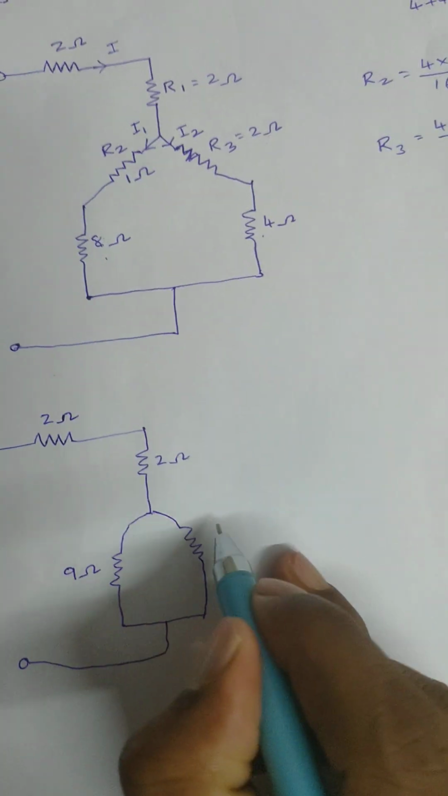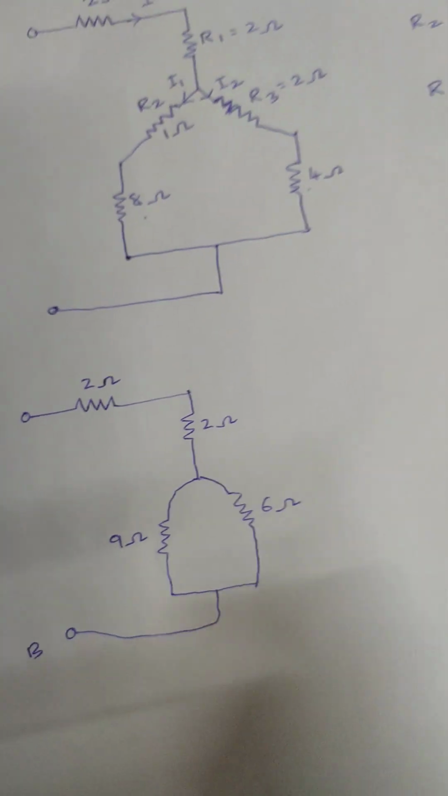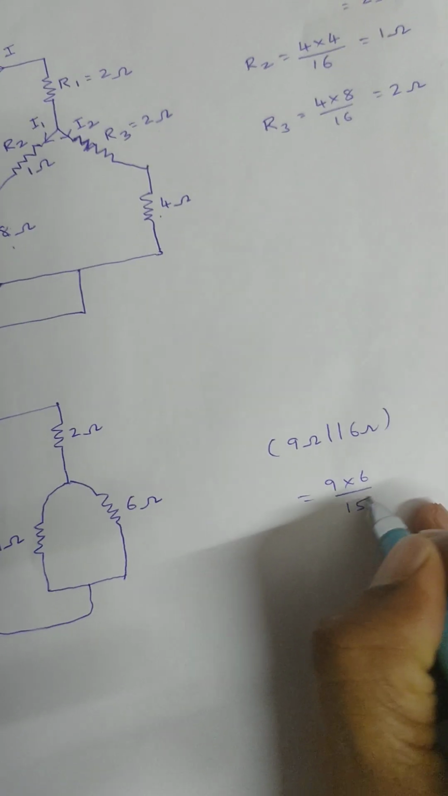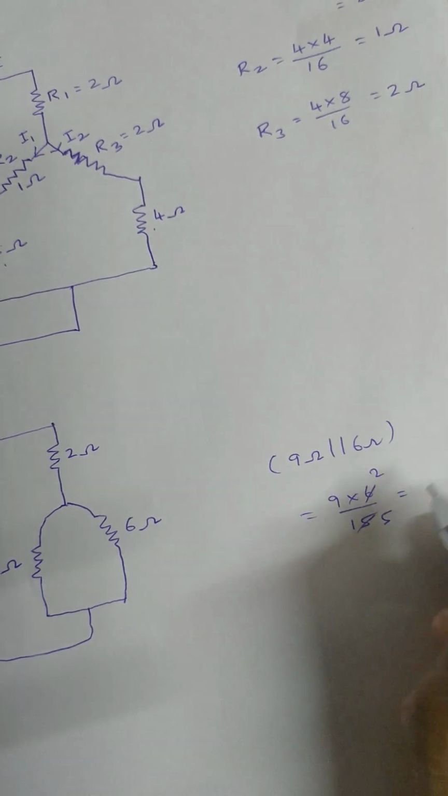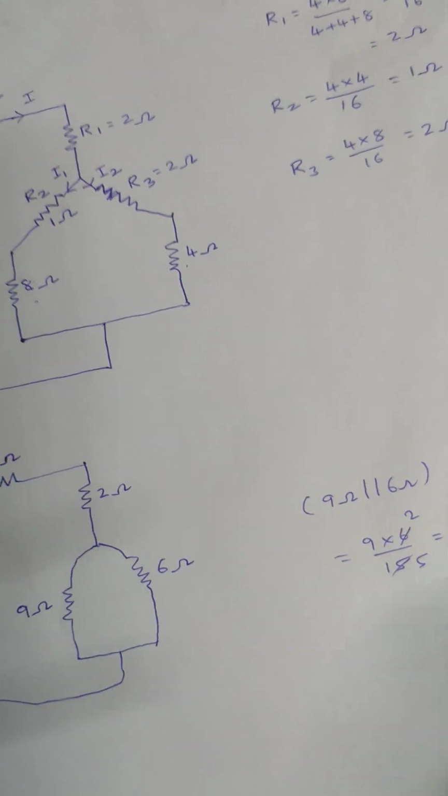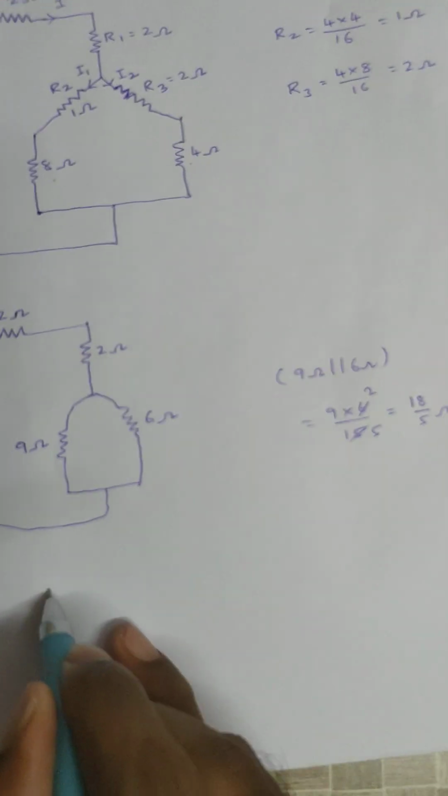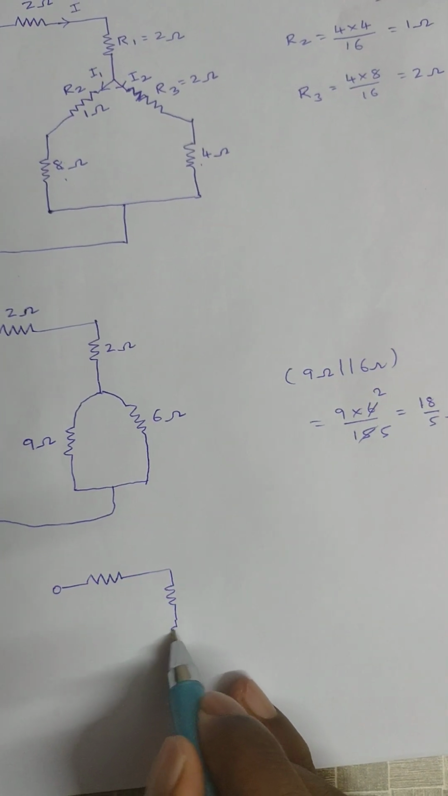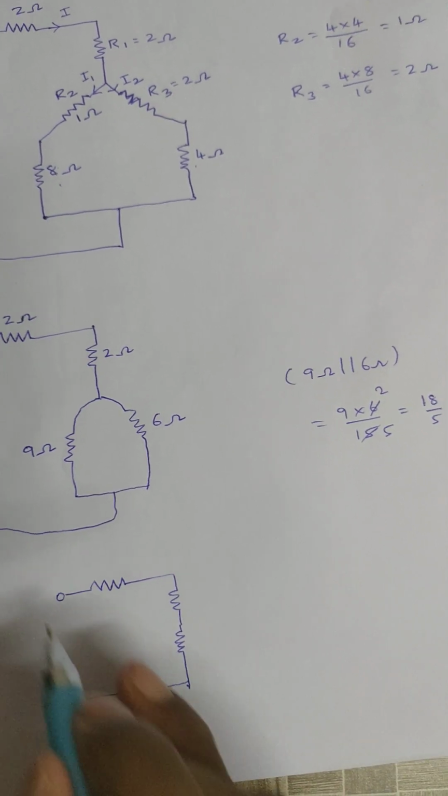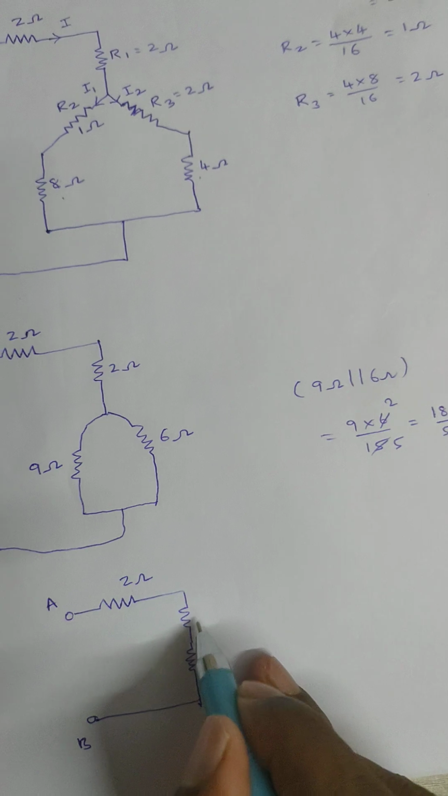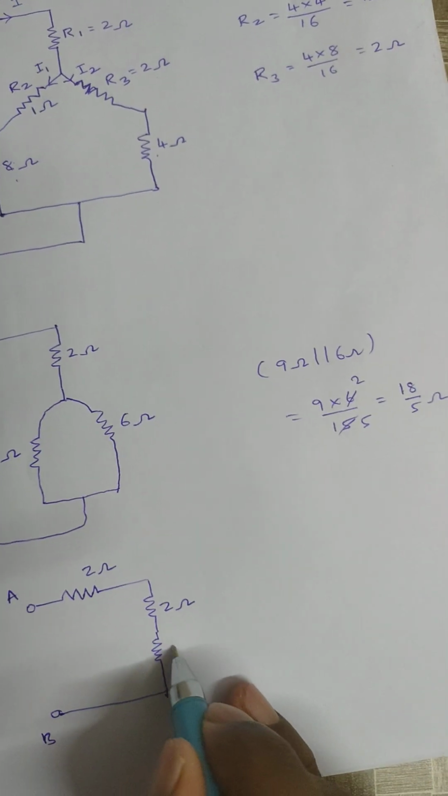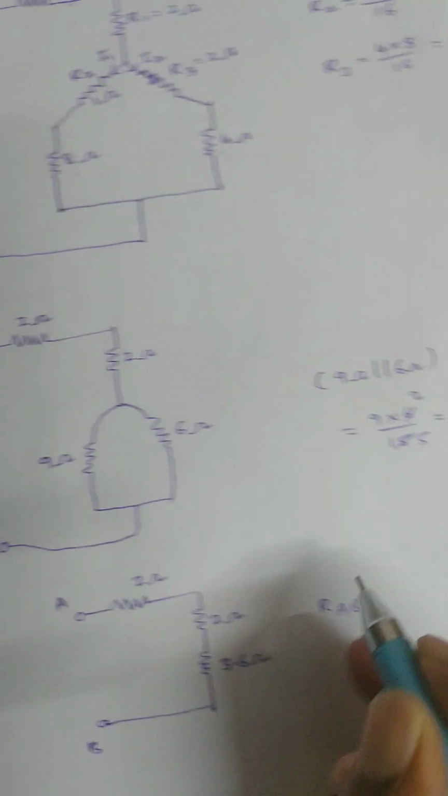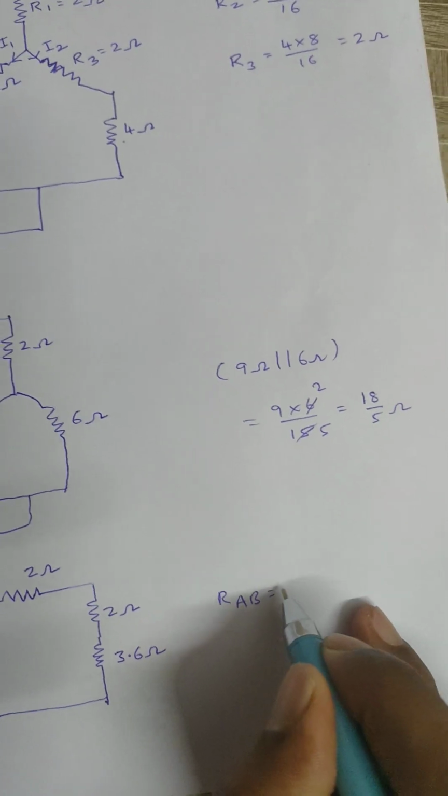2 plus 4 is 6 ohm, right? Next, 9 ohm and 6 ohm are connected in parallel. 9 into 6 by 9 plus 6, 15, 3 twos are 6, 3 fives are 15, so 18 by 5. Now the equivalent circuit will be: these two resistors are replaced by a single resistor. Between A and B: 2 ohm, 2 ohm, 18 by 5, approximately 3.6 ohms, right? Then the resistance between A and B terminals, all connected in series, is 2 plus 2 is 4, so 7.6 ohms.